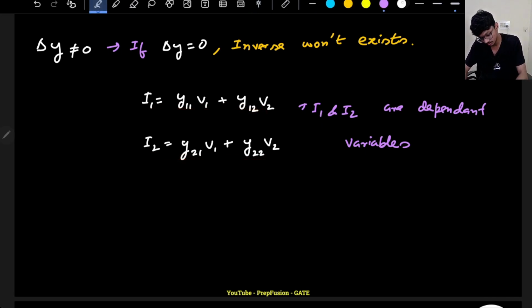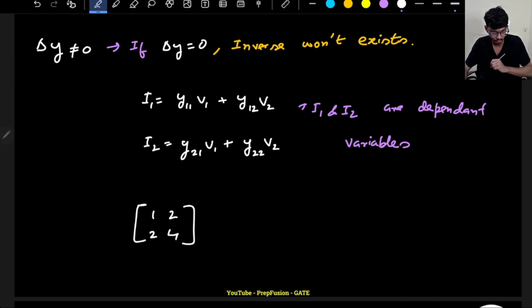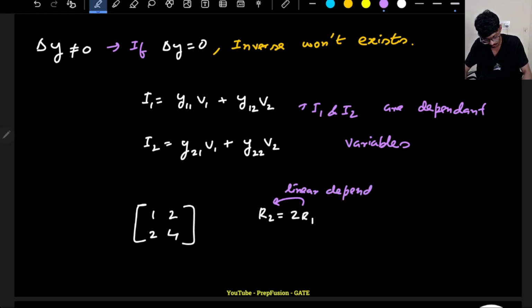So when is the determinant of a matrix 0? Let's say this is 1 2, 2 4. The determinant of this matrix will be 0. Why? Because the second row R2 is twice R1. So there is a linear dependence between the rows, correct?